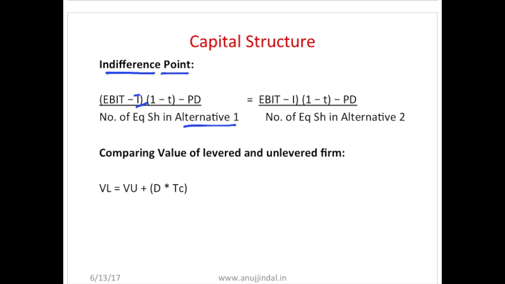There are always two alternatives when you're finding out indifference point. So number of equity shares in alternative 1, number of equity shares in alternative 2 on the right hand side, and then on the numerator you have EBIT minus I, times 1 minus t, minus preference dividend. In both these alternatives, what you're doing is comparing EBIT, interest and preference dividend in alternative 1 with alternative 2 in order to find out the indifference point.